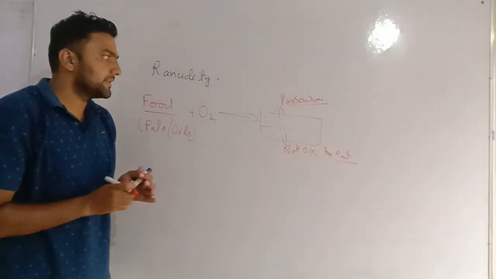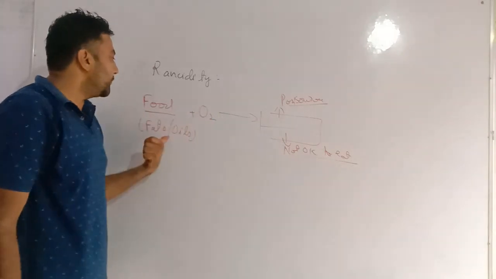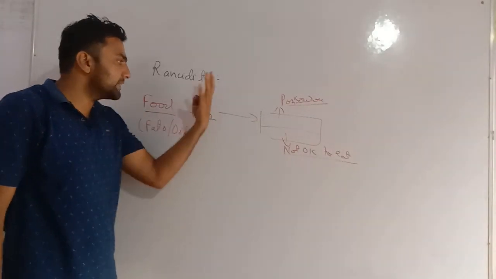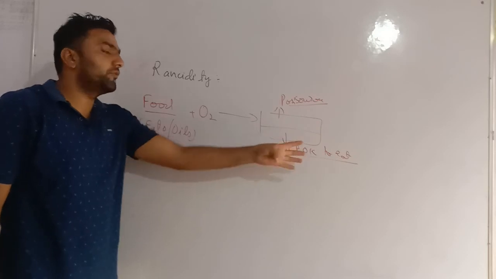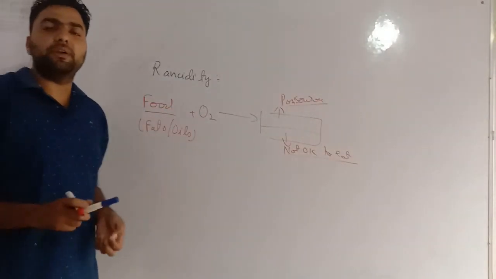What is rancidity? Rancidity is the wastage of food, a process in which food reacts with oxygen and we get such a product that it is not fit for eating. Rancidity is a process in which a lot of food is being wasted.